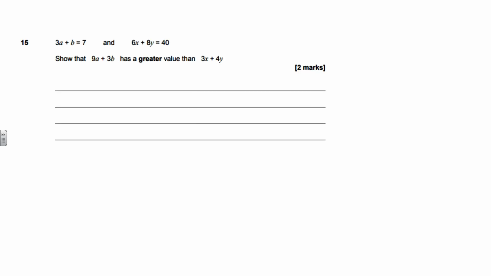Right, question 15. 3a plus b equals 7 and 6x plus 8y equals 40. Show that 9a plus 3b has a greater value than 3x plus 4y. Okay, well, that's a bit of a weird question, but let's go with it. So if 3a plus b is equal to 7, then 3 times as many a's plus 3 times as many b's will total 3 times as much. If 6x plus 8y is equal to 40, then half as many x's plus half as many y's will equal half as much. I think that'll do.